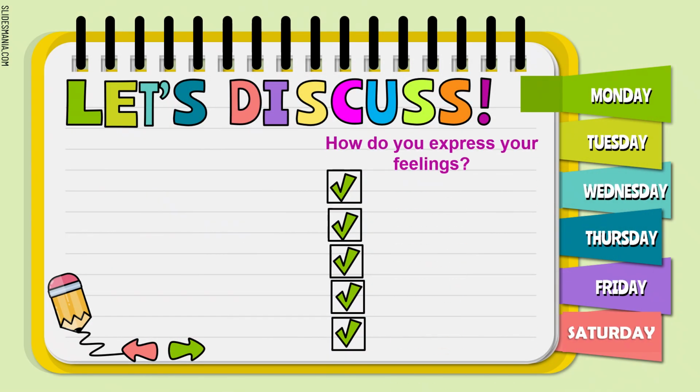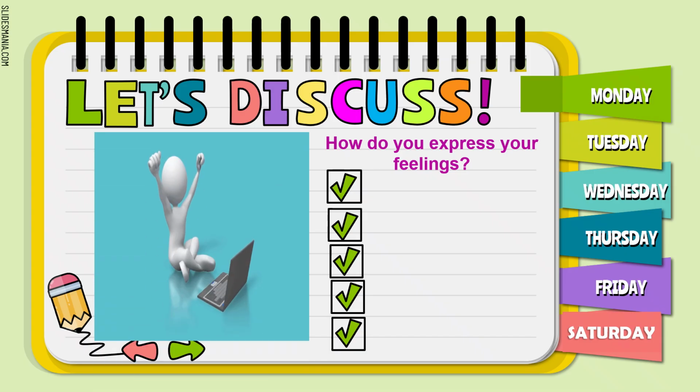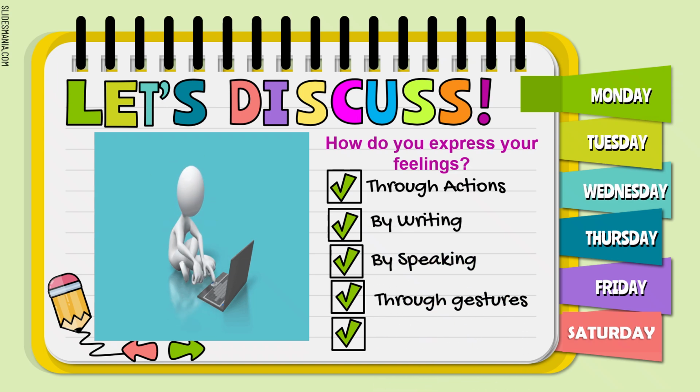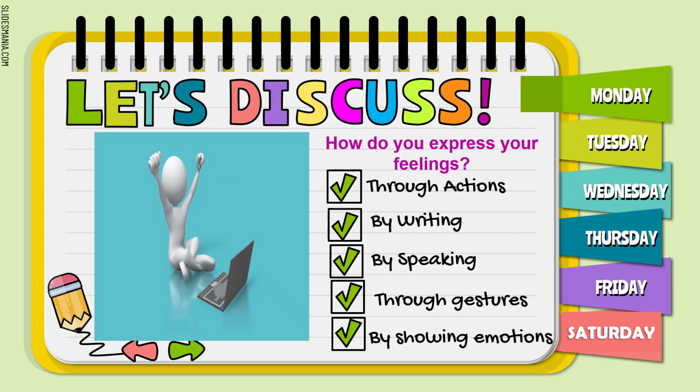Now first of all, when you have to share something, you have some feelings. Then how do you express your feelings? Through actions, by writing, by speaking, through gestures, or by showing emotions. The way we are going to discuss today is by writing, by expressing our feelings in our personal diaries.